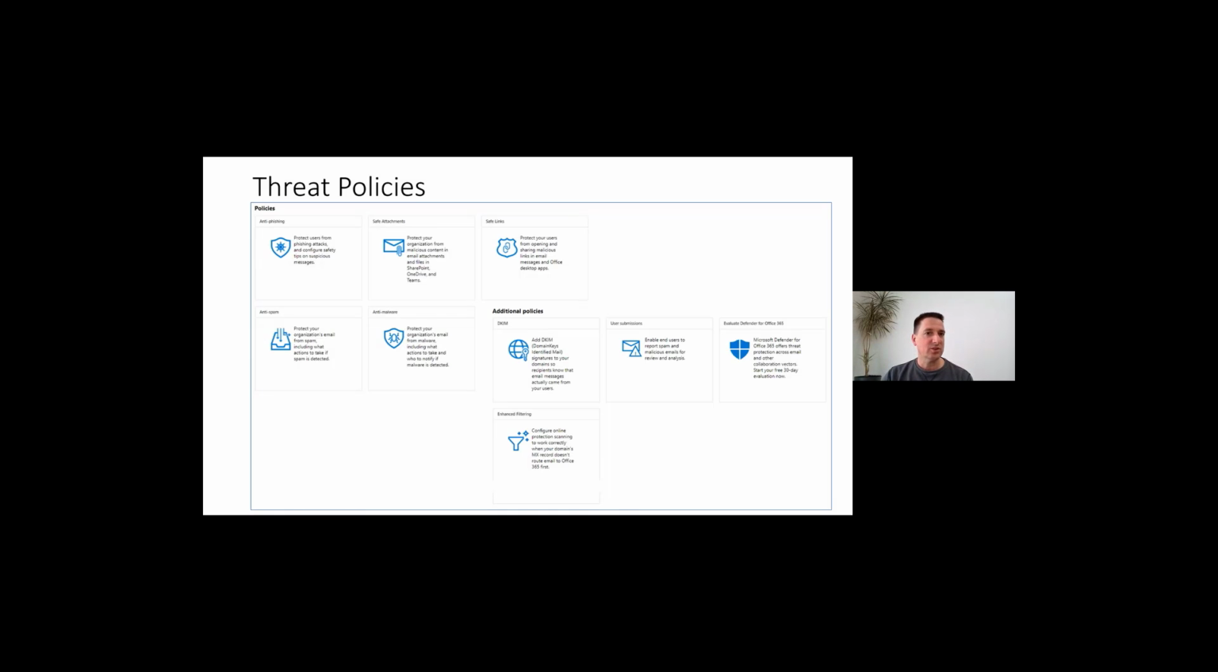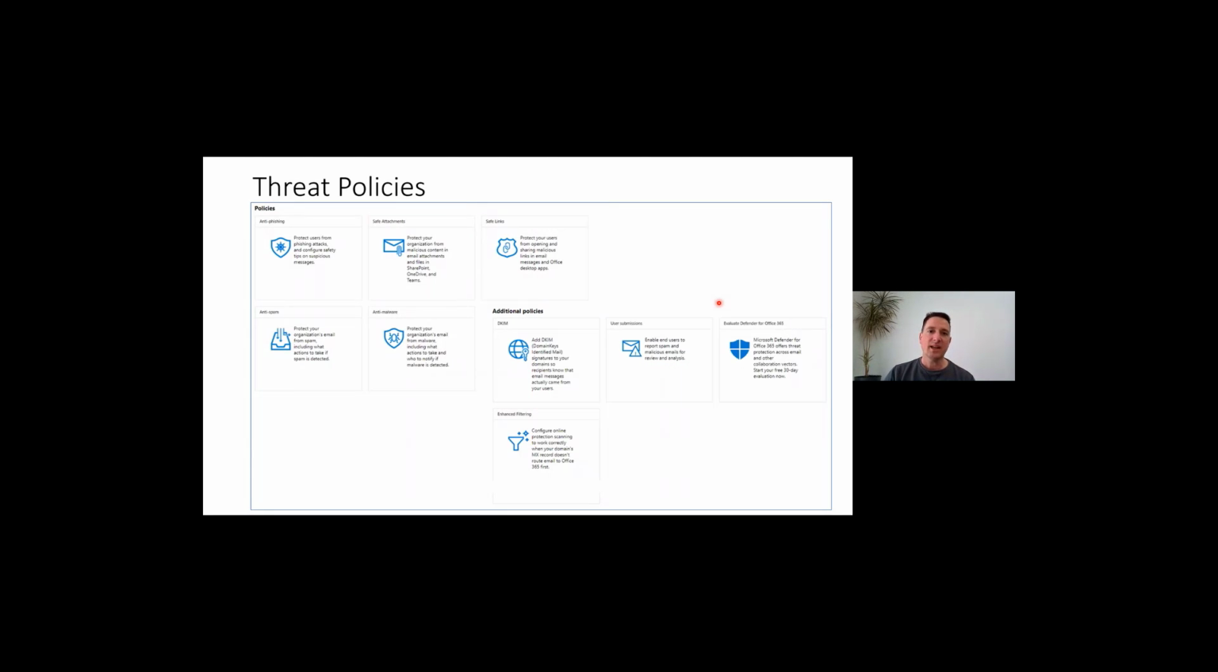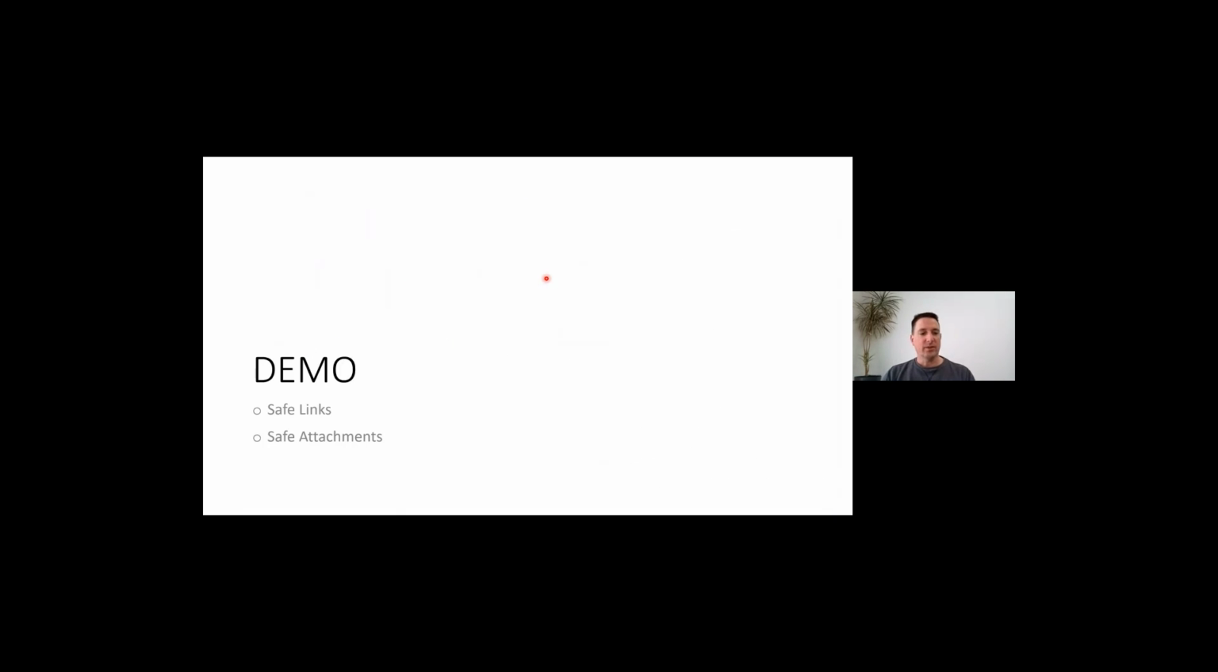You can see here the threat policy overview, and there is a threat policy for safe attachments. As you can see in the screenshot, and we will also have a short demo about this, we have the chance to turn on Defender for Office 365 for SharePoint, OneDrive, and Teams. And the same story for safe links. We can use this feature not only for email, but also for other Office 365 services. Okay, with this, let's go to the next demo.